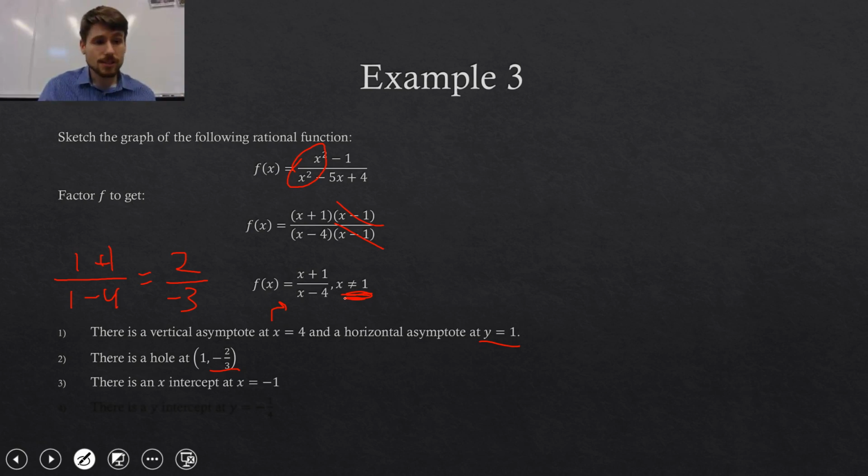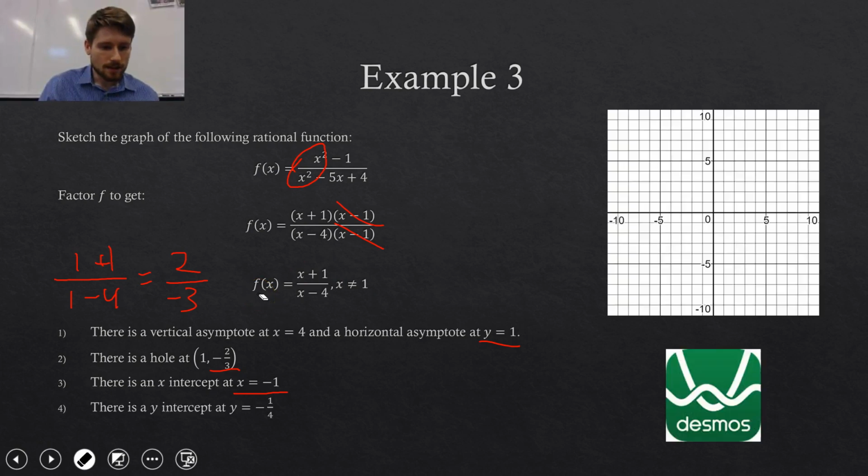We have an x-intercept. There is an x-intercept on this function. The x-intercept is x equals negative 1, because that's a 0 of the numerator. So when we look at that simplified numerator, x equals negative 1 is going to make that 0. And then there's a y-intercept when y is equal to negative 1/4.